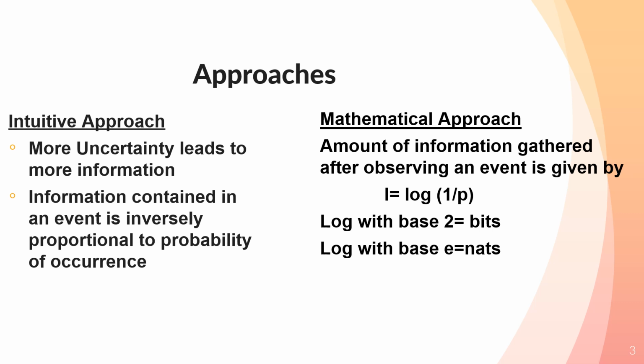In order to define information, there are two approaches, the intuitive approach and the mathematical approach. In an intuitive approach, we can recall that more uncertainty leads to more information. That is, information contained in any event is inversely proportional to the probability of occurrence of that particular event. Mathematically, the amount of information gathered after observing an event is given by I is equal to log of 1 by P with base 2 if it is represented in bits, and base e if it is represented in natural units.